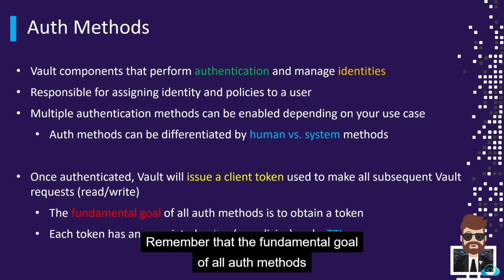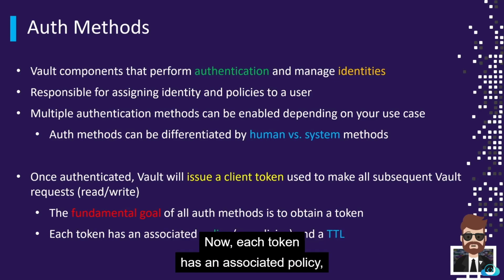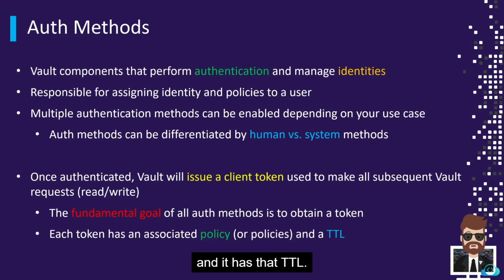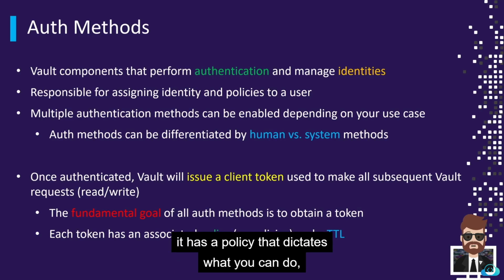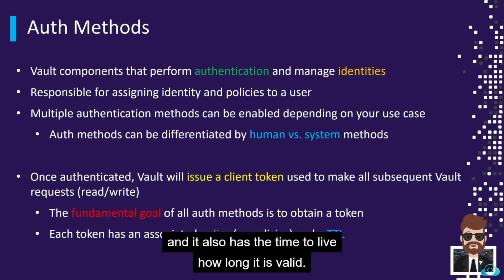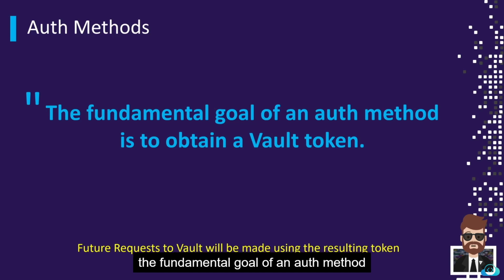Remember that the fundamental goal of all auth methods is really to obtain a token. Now, each token has those associated policies and it has that TTL. So again, if you go back to our hotel analogy, we get that token, it has a policy that dictates what you can do, and it also has the time to live, how long it is valid. So I just wanted to make sure that you fully understand here the fundamental goal of an auth method is really to obtain a Vault token.